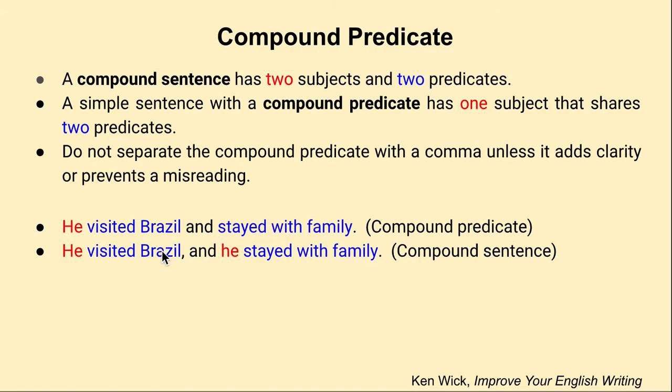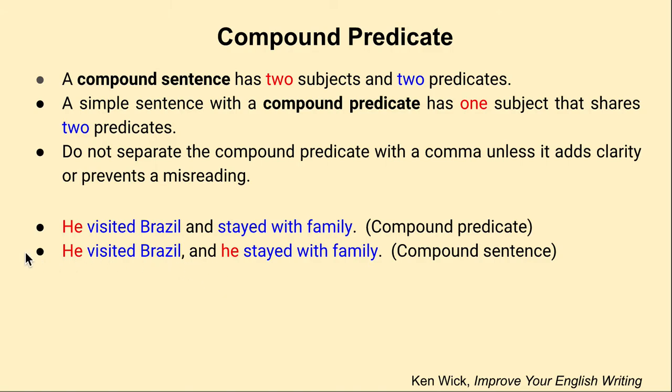But this is a compound sentence. He visited Brazil and he stayed with family. So here we have another subject. And with that, we would then need to put a comma. And this is where most people go wrong. They probably meant to write a compound sentence. All they really need to do is throw in the additional subject and you would need the comma.